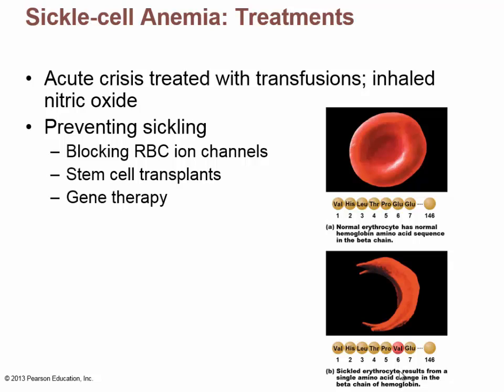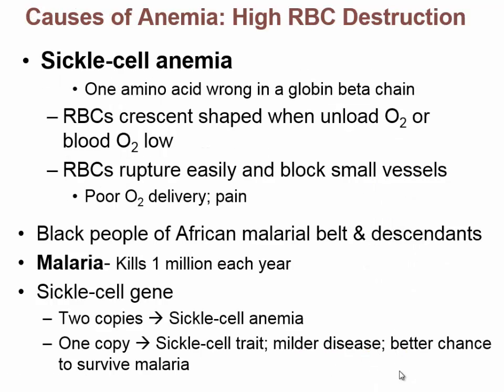And this is showing an actual red blood cell and an actual sickle cell. Those red blood cells are crescent-shaped when they unload the oxygen. Anytime they drop off the oxygen, they form that little crescent shape. And if you have low blood oxygen, it'll form that little crescent shape.